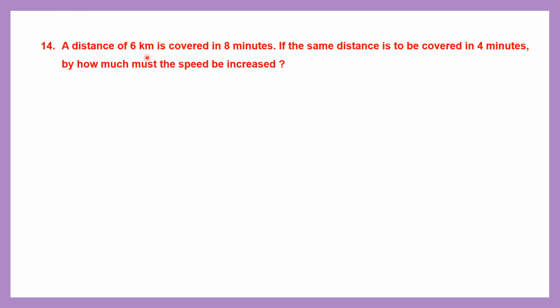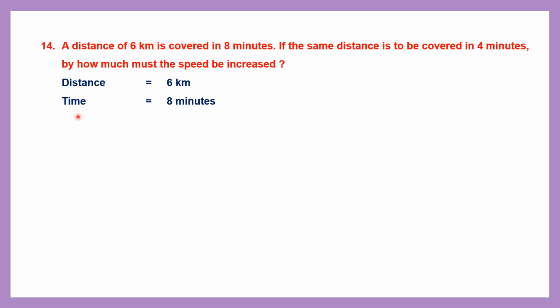So what is given to us? Distance is given to us and time is given to us. We need to first find the speed for this distance and in this time. Then, in case this is to be covered in 4 minutes, we have to find the speed for that also. And then we must find out by how much the speed has to be increased. So let's begin by writing distance is 6 kilometers and time is 8 minutes. So we're going to use this now and not this. This we're going to do in the second part.